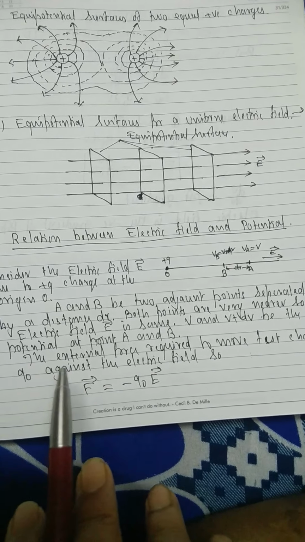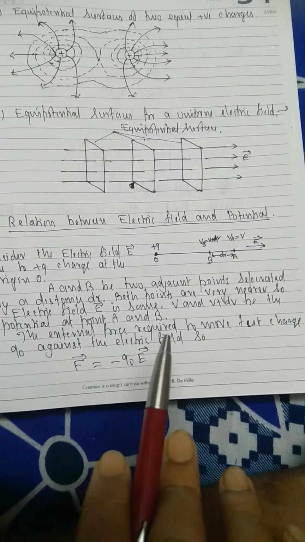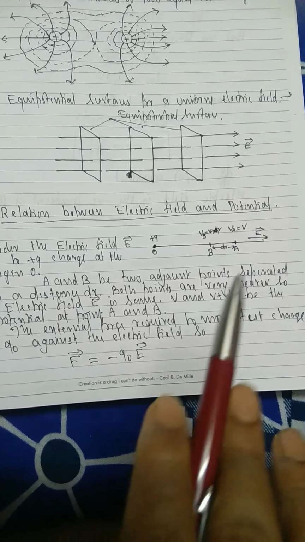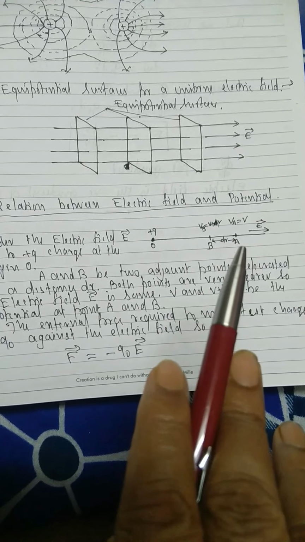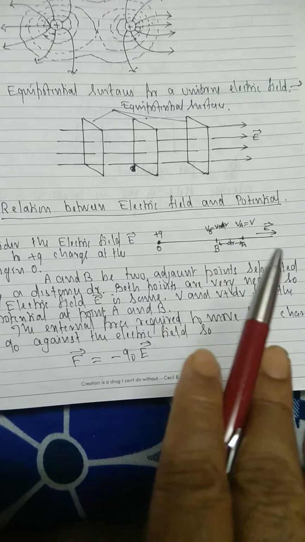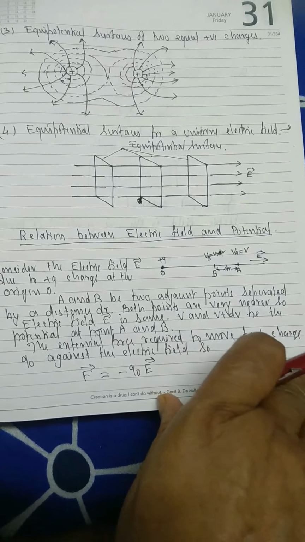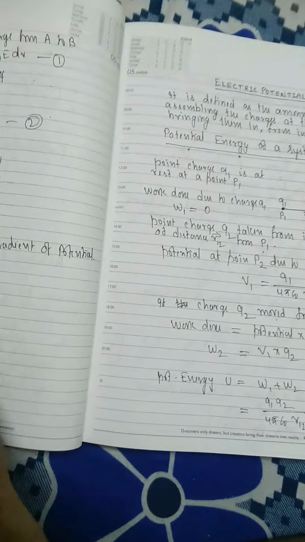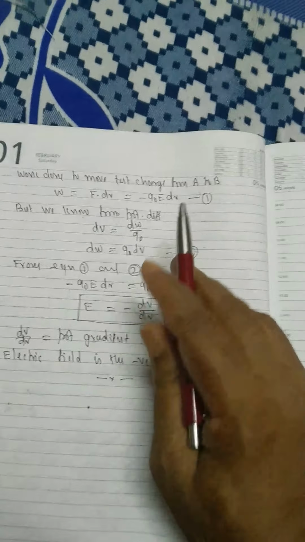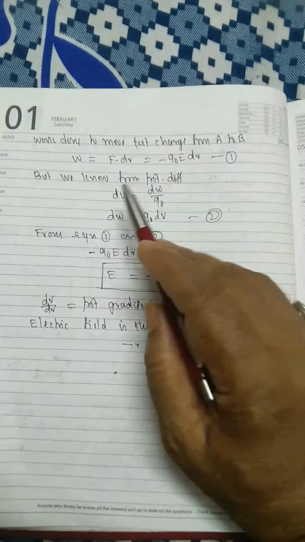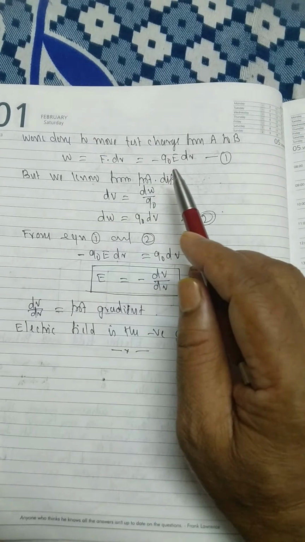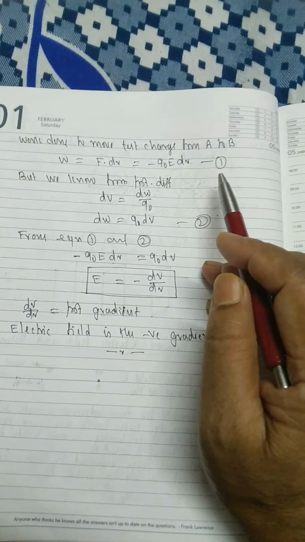Now the external force required to move the test charge Q0 against the electric field, taking the test charge from A to B, while the electric field is from B to A. So this is against the electric field. So F equals minus Q0 E. So the work done to move the test charge from A to B, W equals F dot dr, and its value equals minus Q0 E dot dr. This is equation number 1.